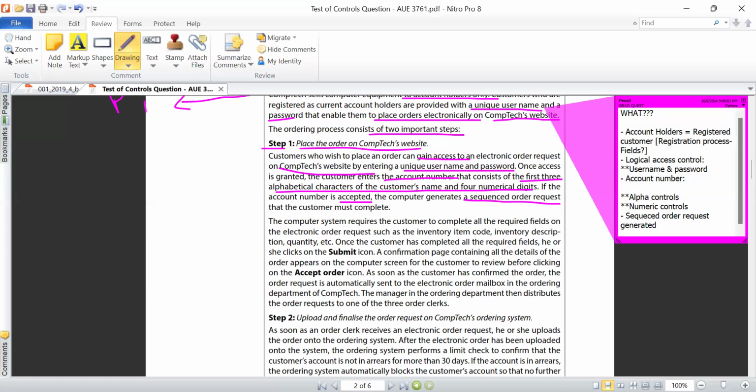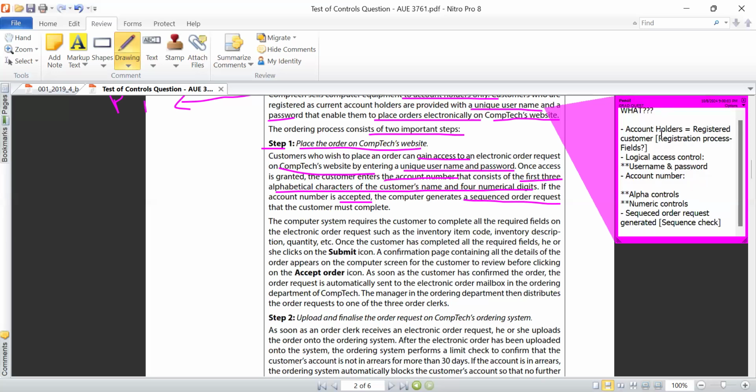Now, it means I need to test the sequencing of order requests. How am I going to do that? By inspecting the previous orders that have been successfully completed. So I'll do a sequence check. That's what's going to happen here. Right? What am I doing? I'm planning my answer.